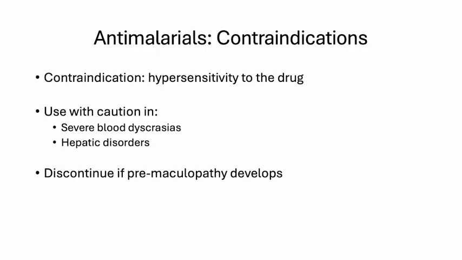However, caution should be exercised in patients with severe blood dyscrasias or hepatic disorders, as bone marrow suppression and hepatitis can occasionally occur. If ophthalmologic changes indicative of premaculopathy develop, an alternative medication should be considered. At this stage, ocular changes are potentially reversible, but could progress if the drug were continued.